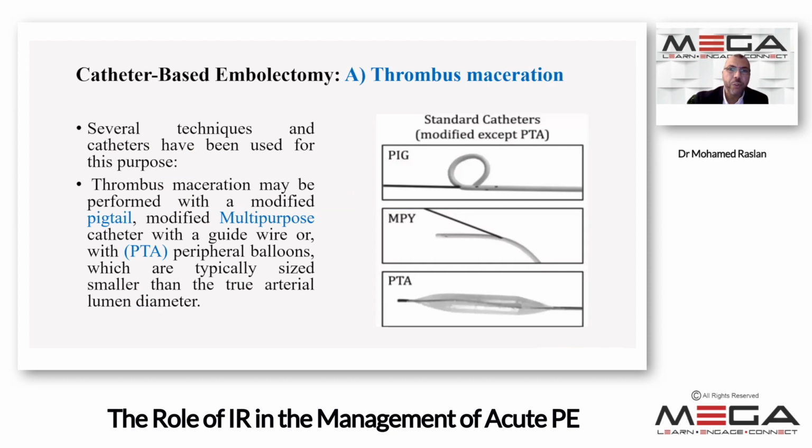So thrombus maceration, classically, was done using 3 catheters: a modified pigtail catheter, a modified multi-purpose catheter, and simply a balloon, which is just smaller than the diameter of the pulmonary artery. You just open it to macerate the clots, and then you close it again, and then whatever you can, you aspirate the clots, or you can infuse some thrombolytic.